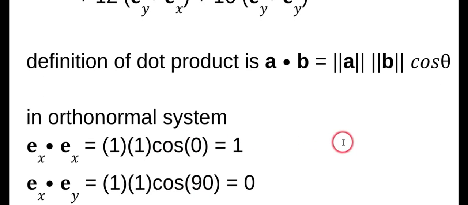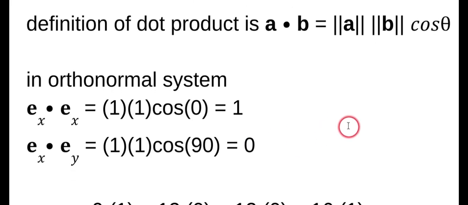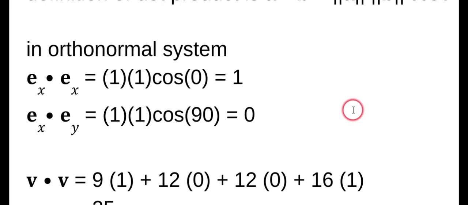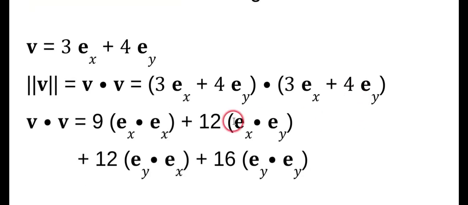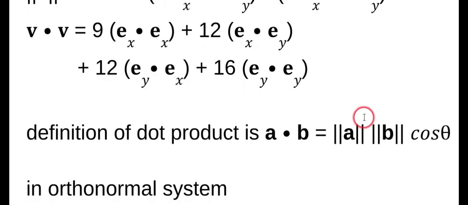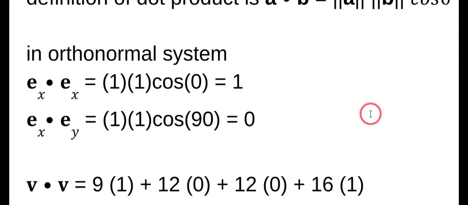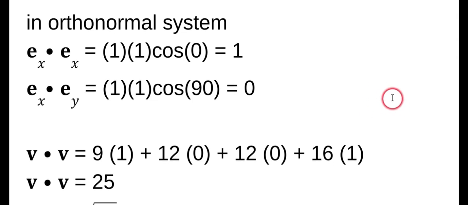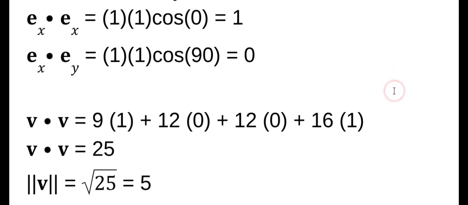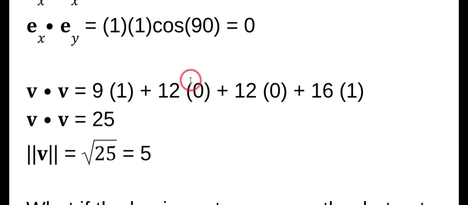Now, what's Ex dot Ey? It's the same thing, 1 times 1. What's the angle between them? Well, they're orthogonal at 90 degrees. What's cosine of 90? 0. All right? So if we rewrite that equation up here, this is 0 and that's 0. So it drops out, and we're left with this, and we get V dot V equals 25. So the magnitude of V is 5. So that's why the Pythagorean theorem works in orthonormal basis vectors, because of what they are, okay?